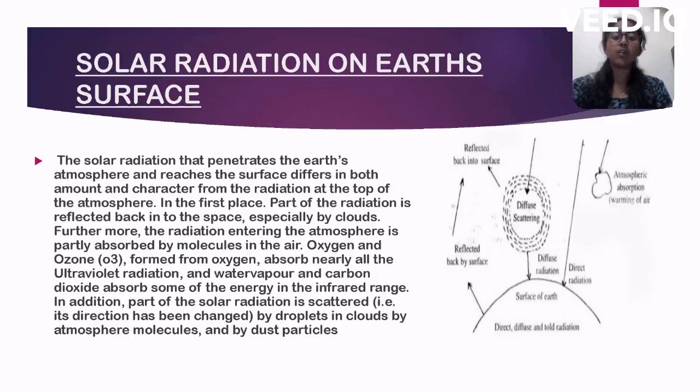Oxygen, and ozone formed from oxygen, absorb nearly all the ultraviolet radiation, and water vapor and carbon dioxide absorb some of the energy in the infrared range. In addition, part of the solar radiation is scattered, that is, its direction is changed, by the droplets in the clouds, by the atmosphere molecules, and by the dust particles.